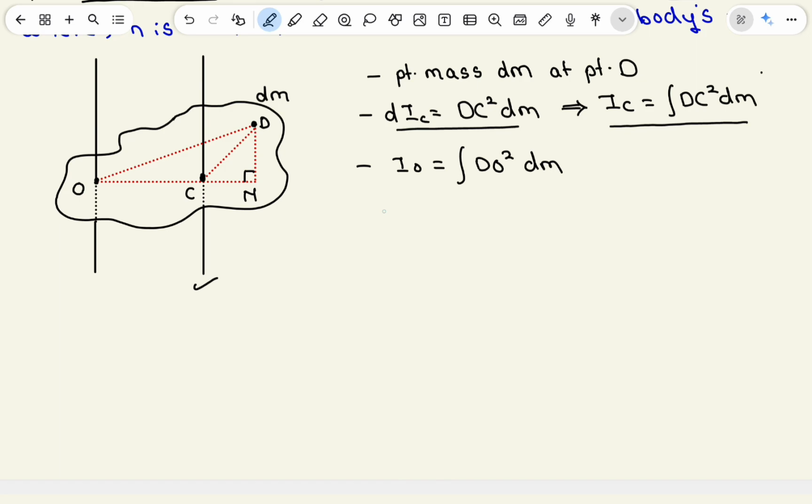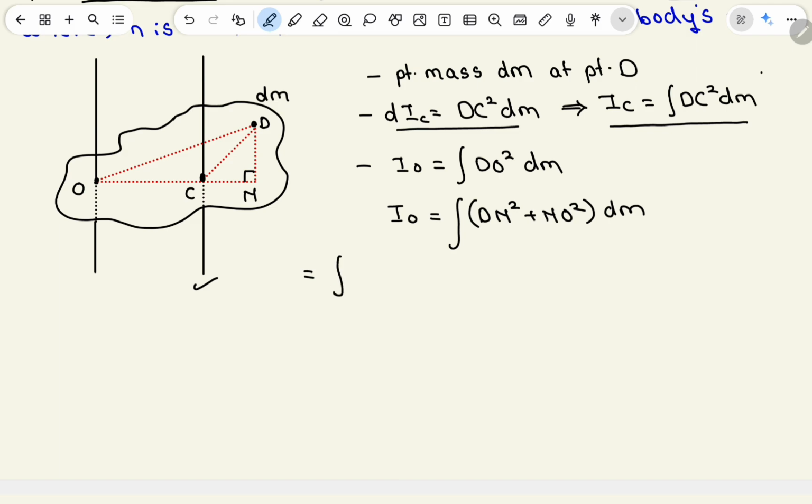Similarly, we have another axis which is passing through point O, and the moment of inertia about that axis passing through O for the point particle dm can be written as IO is equal to integral dO square into dm. Now this IO is what we have to find out. Now this dO can be written as dN square plus NO square, because we have a right angle triangle DNO.